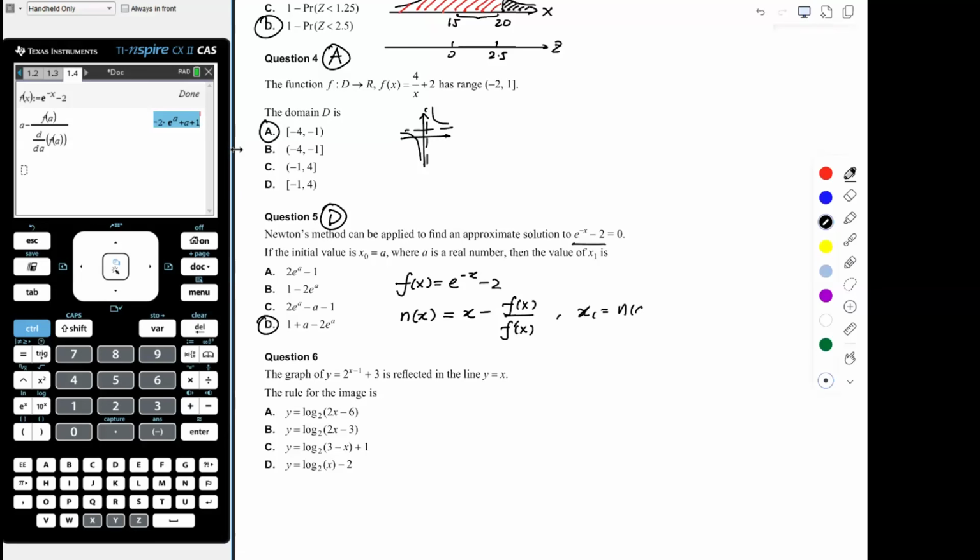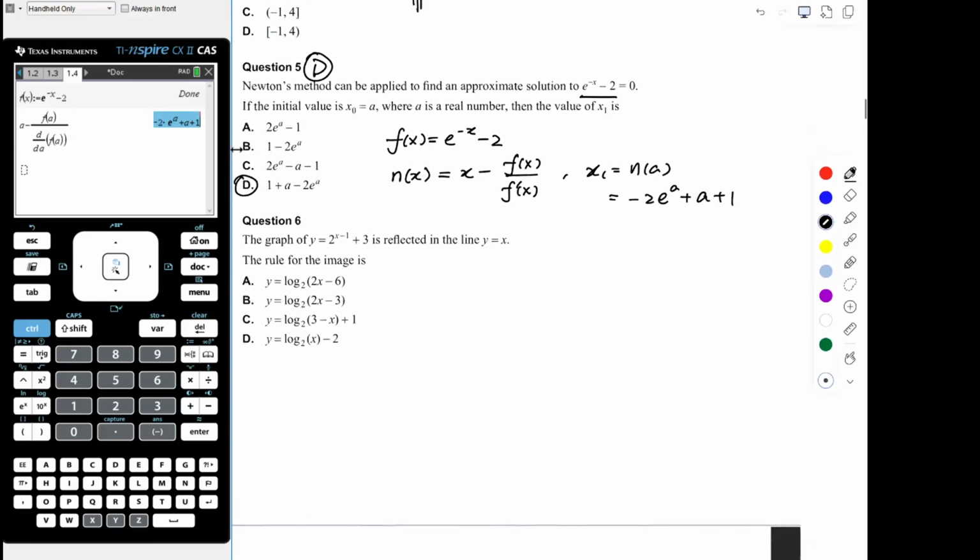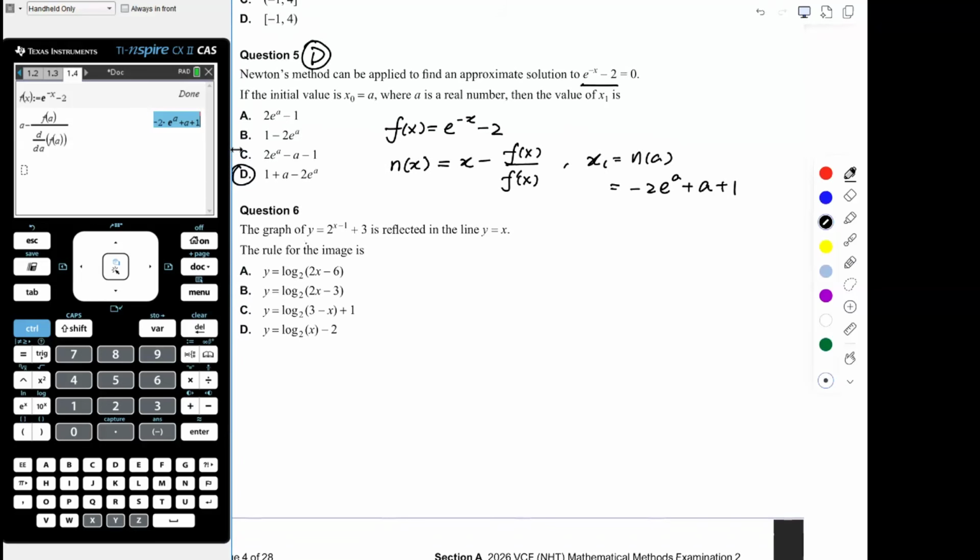x1 is just n of a, which is minus 2 times e to the power a plus 1. If you see a graph reflected about y equals x, this is finding the inverse. Therefore, we have x equals 2 to the power y minus 1 add 3.